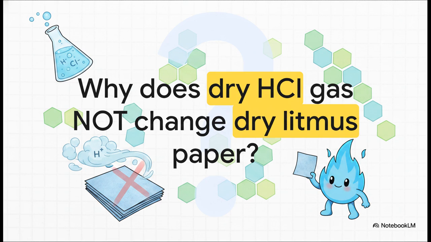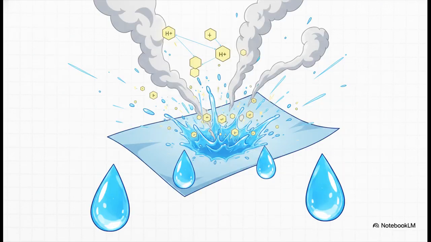Why does dry hydrochloric acid gas not change the color of dry blue litmus paper? Well, here is the crucial answer. Acidic behavior relies completely on hydrogen ions. But hydrogen ions simply cannot separate from the HCl molecules if there's no water around. Without water, they can't form hydronium ions.